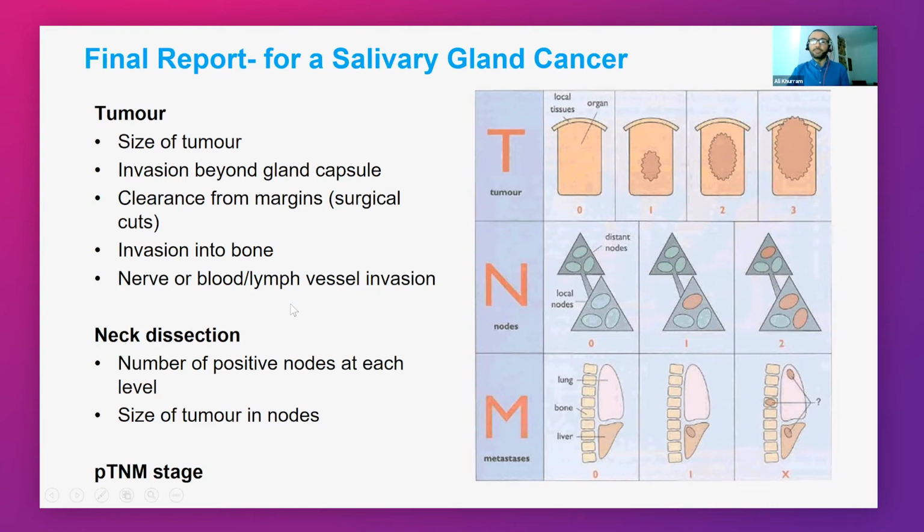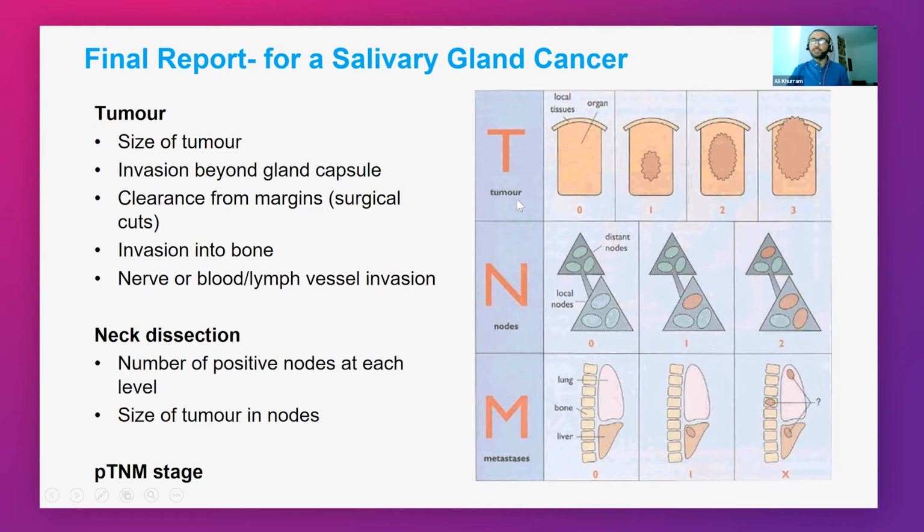So it's our job to look at every bit of tissue and establish whether it is present or not. And as I mentioned, the neck dissection will determine the number of nodes and how many are positive and the size of those deposits as well. And based on that, we give a TNM stage, which is the pathological, and the true TNM stage.